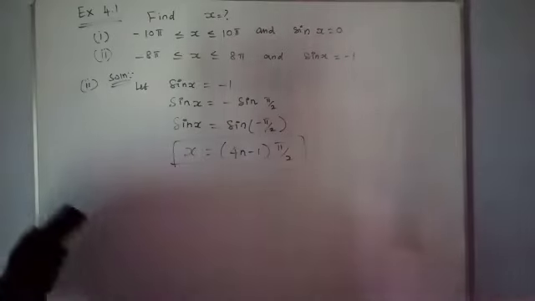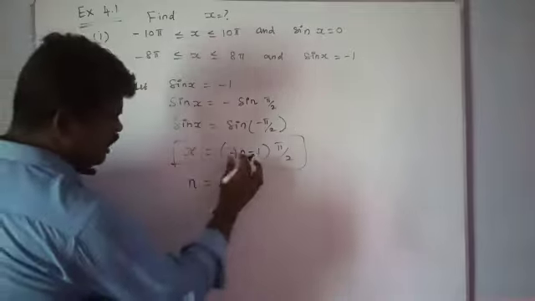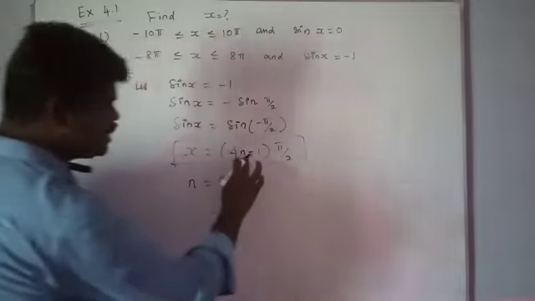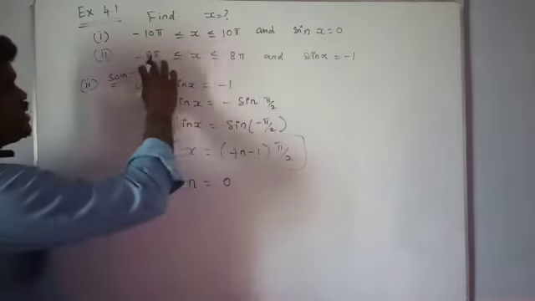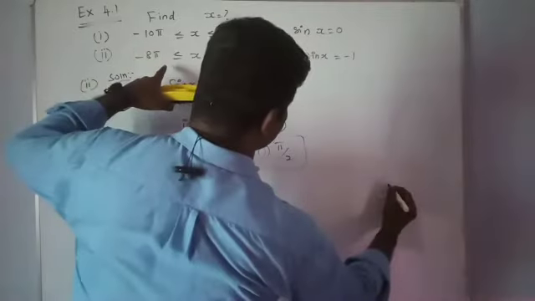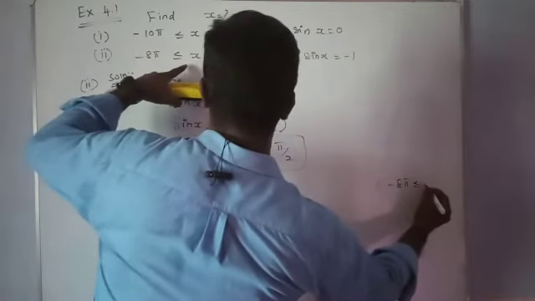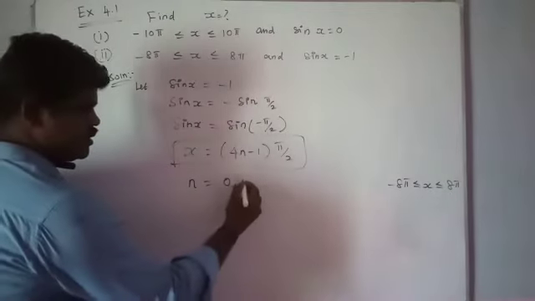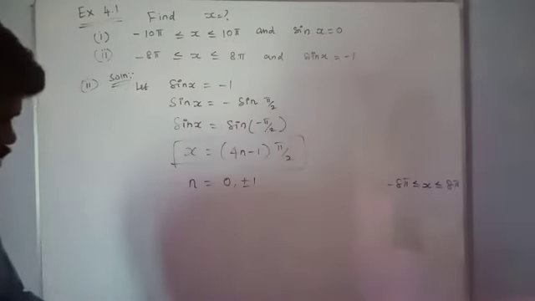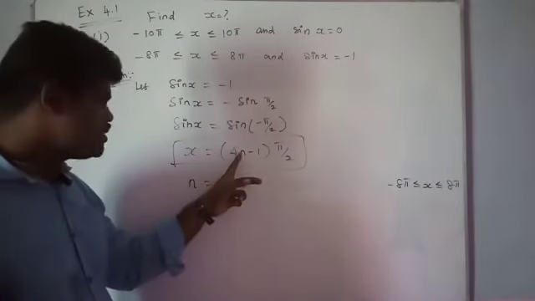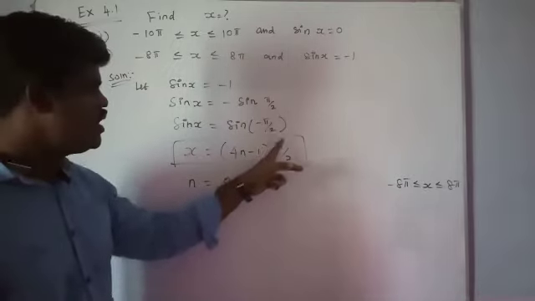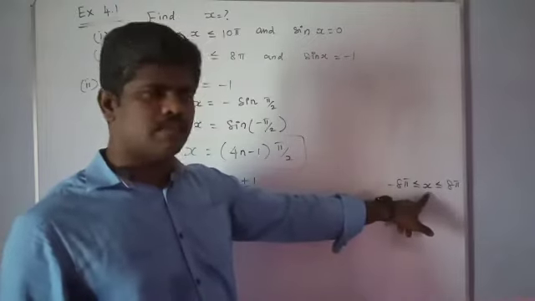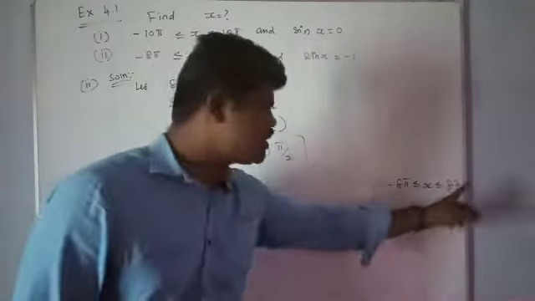If we give the value n equal to 0, what is the answer? Minus pi by 2. Minus pi by 2 lies between minus 8 pi less than or equal to x less than or equal to 8 pi. Then n equal to plus or minus 1. If we give plus 1, the answer is 4 minus 1, 3 pi by 2. 3 pi by 2 also lies in the interval.